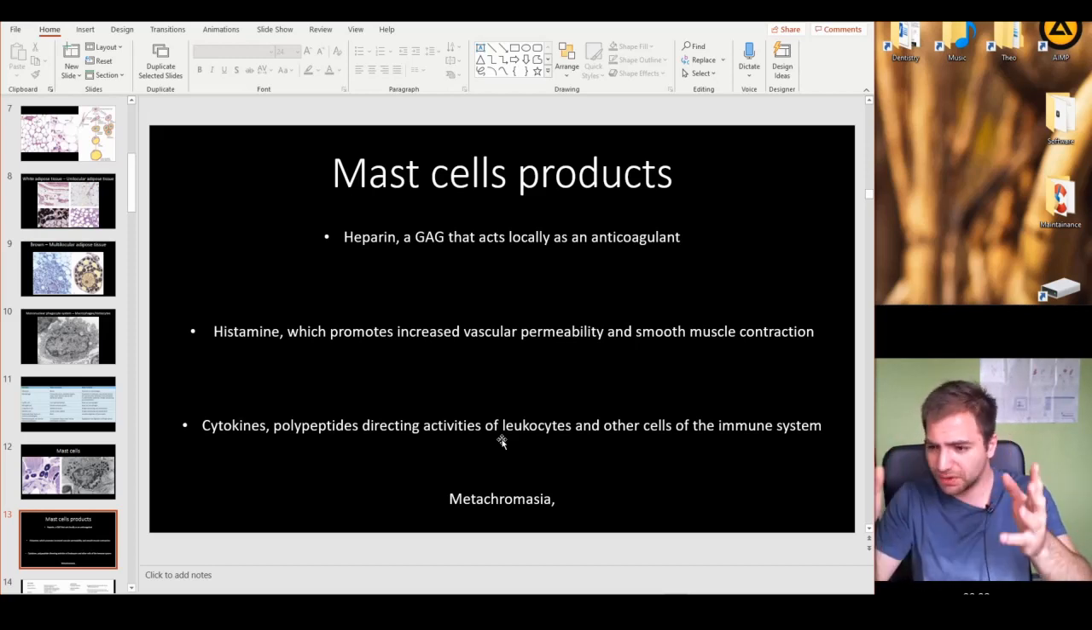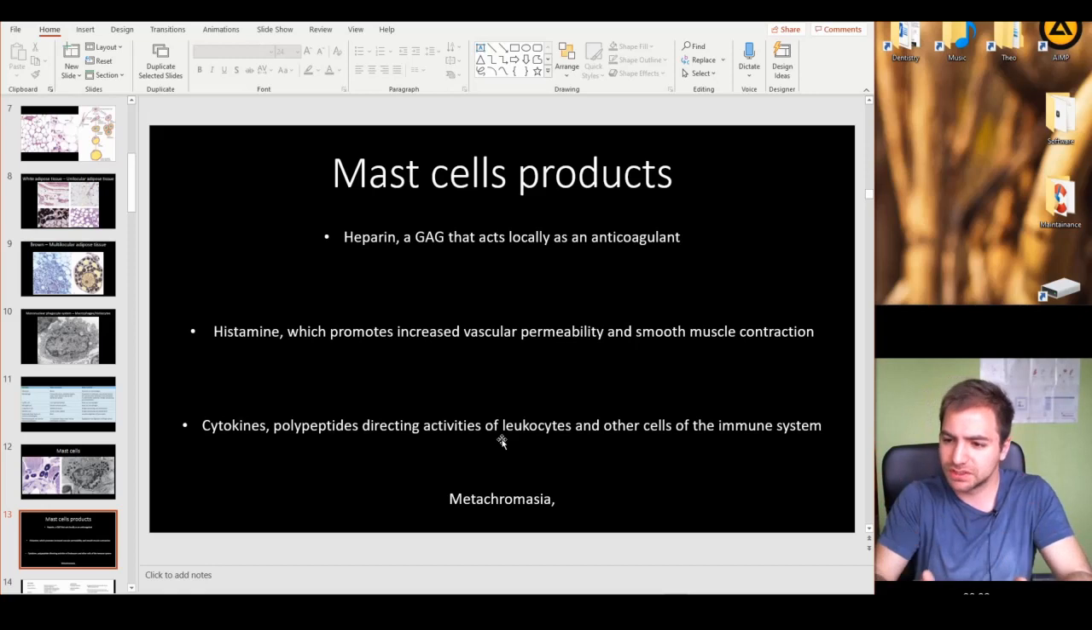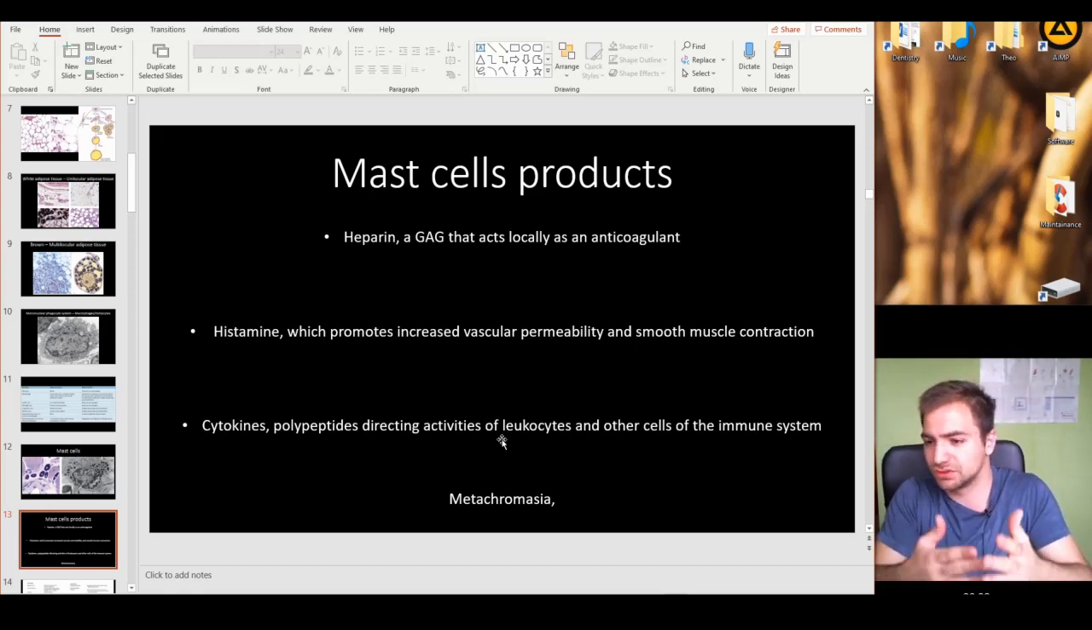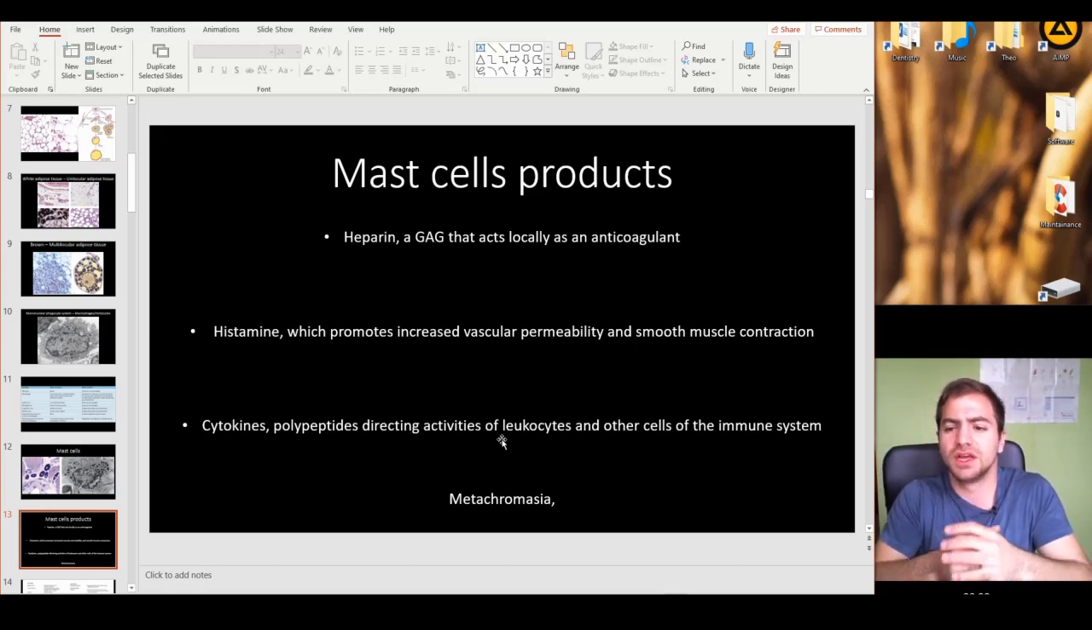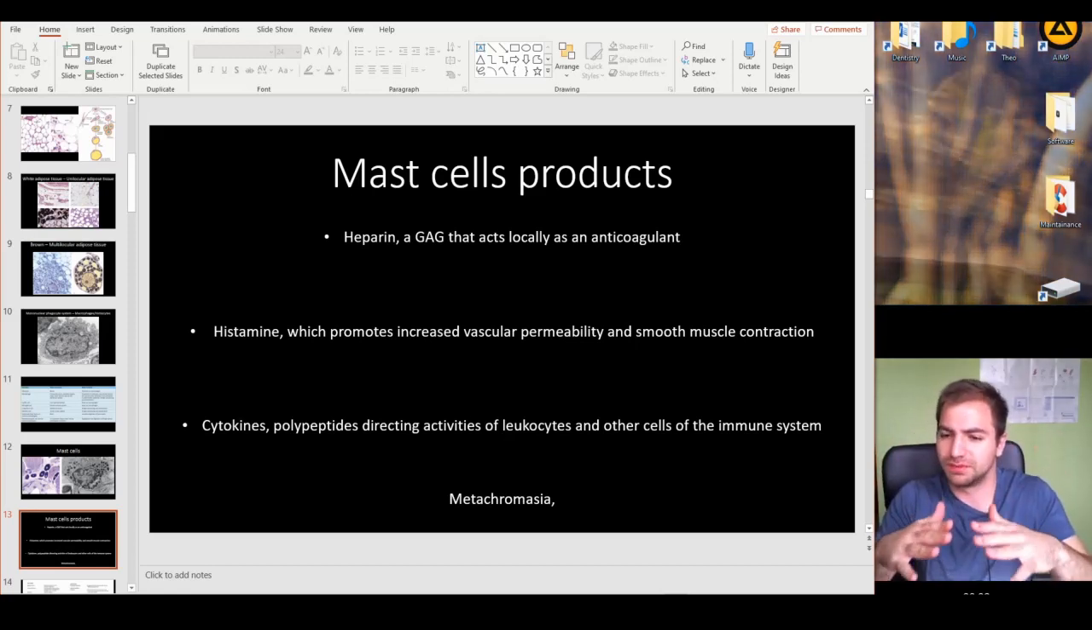So, parenthesis, of course, the very important thing to do when you recognize this patient is, of course, give him adrenaline to save his life. And these are the two very important products of mast cells.